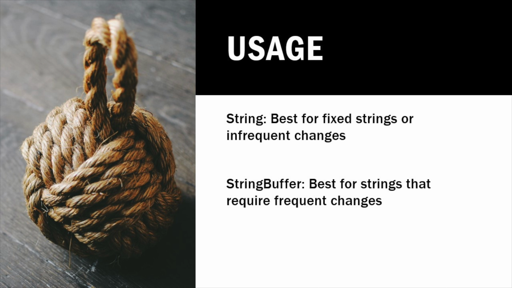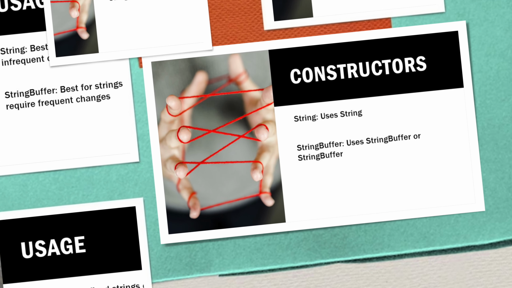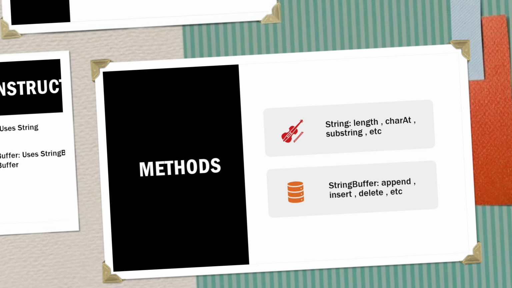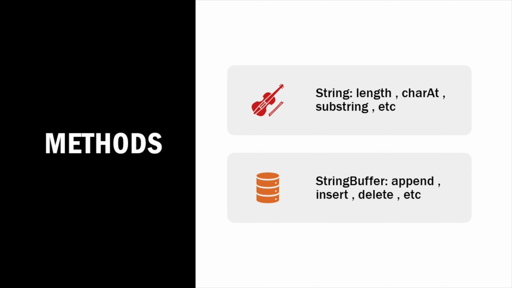The way you create these objects differs too. For String, you might use something like String str = "hello" or String str = new String("hello"). StringBuffer typically uses constructors like StringBuffer() for an empty buffer or StringBuffer("hello") to start with some content. The methods available for each class reflect their nature. String has methods like length, charAt, and substring for examining and extracting information. StringBuffer offers methods like append, insert, and delete for modifying its contents.